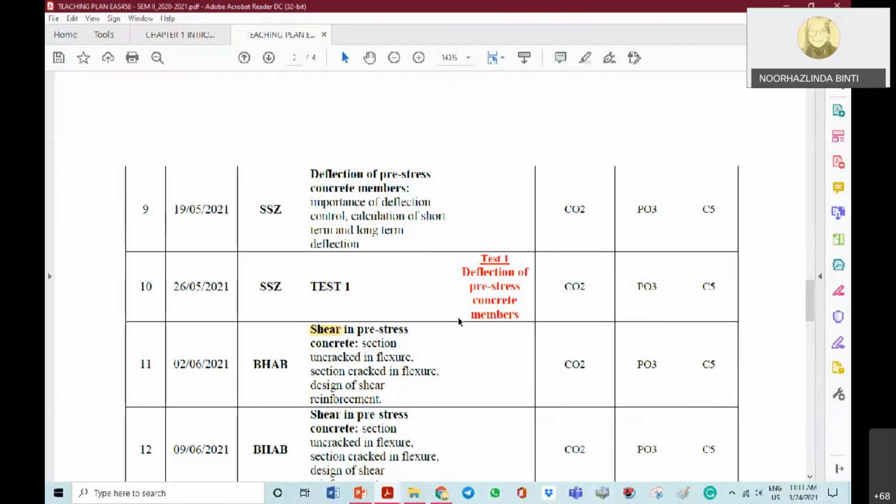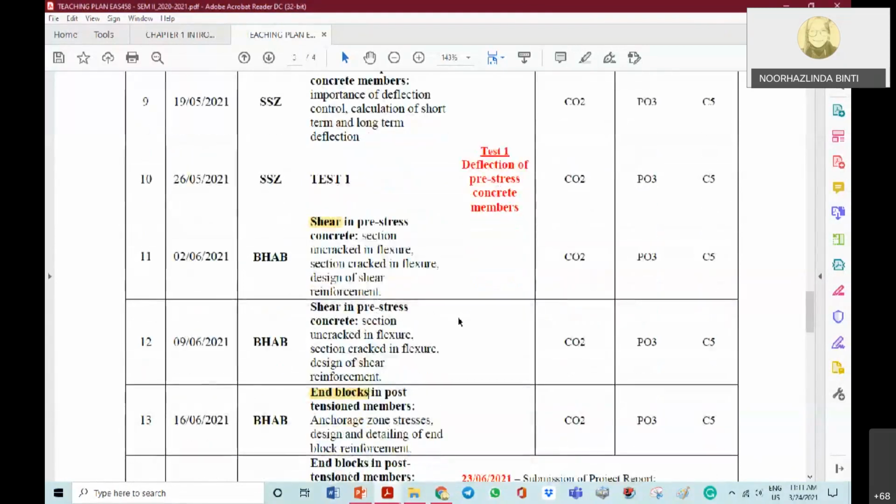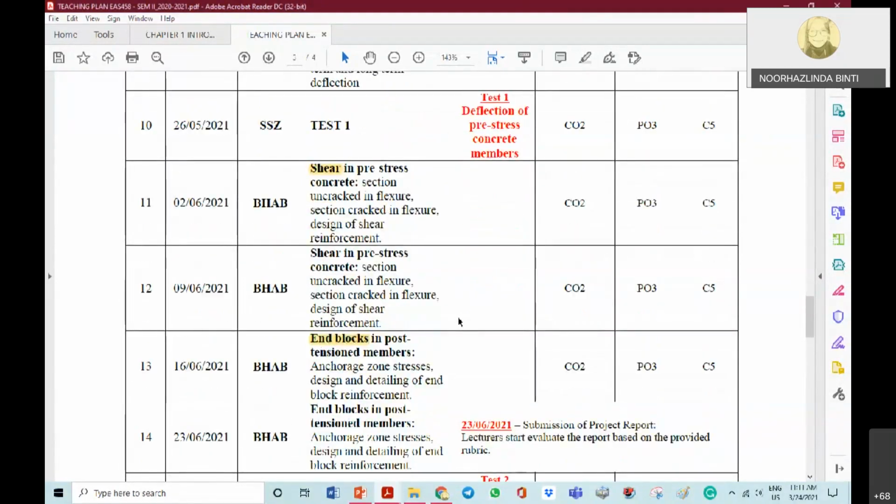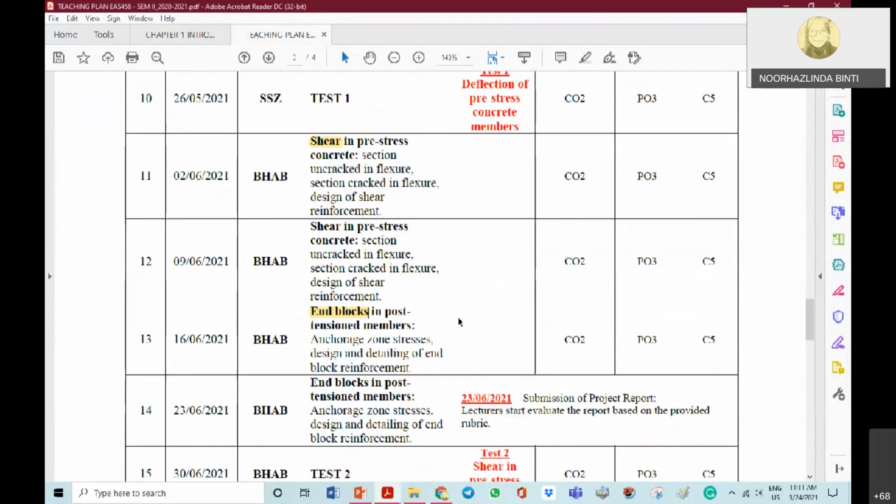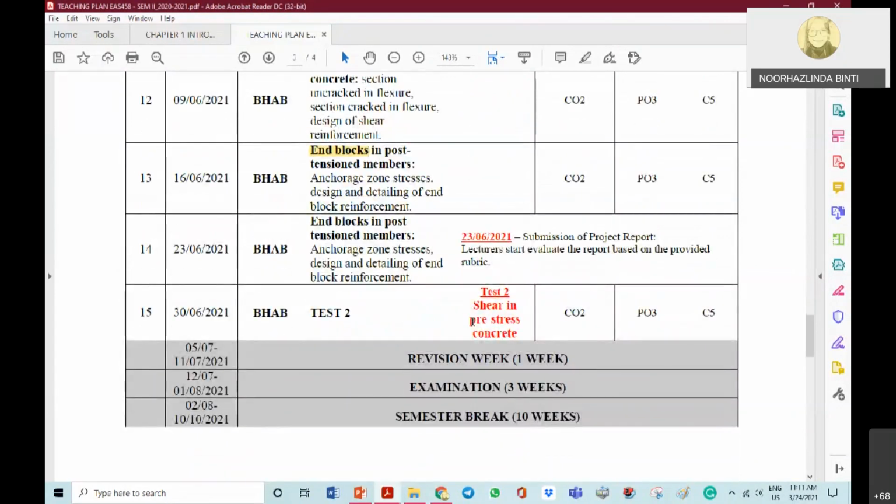And the last 2 topics, shear and also end blocks, will be covered by Prof. Bhat. Under Prof. Bhat, there will be another test, which should assess shear in pre-stressed concrete. End blocks are only covered in the exam, and of course in the project. So basically this is the planning of this particular course, EAS 458.